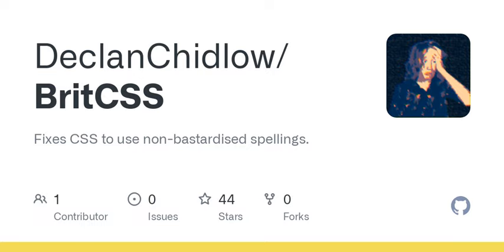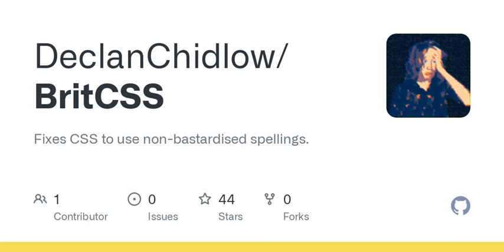Let's break this down a bit. To get started with BritCSS, all you have to do is add a simple line to your HTML. Here's how you do it. Just include the script link in your HTML document. Think of it as a cultural ambassador for your website. And for those of you who are wondering if you can turn it off, there's even a debug mode. You just toggle it on or off as you please.